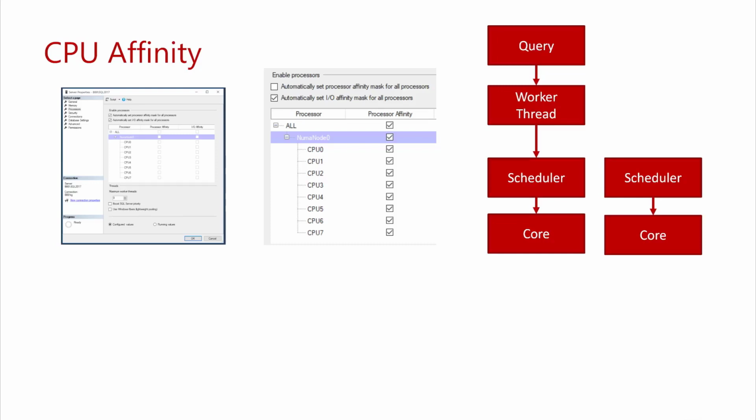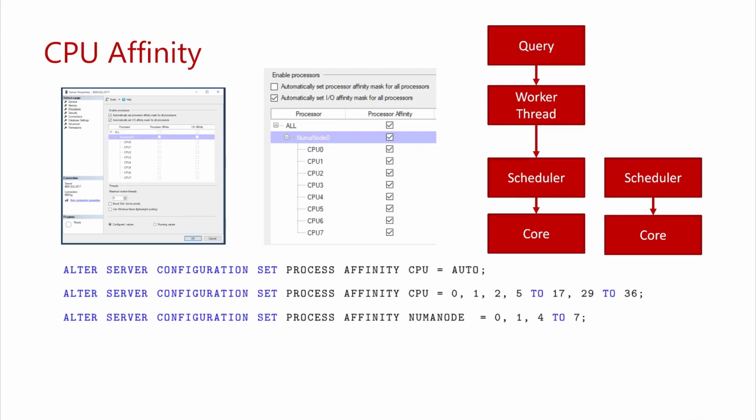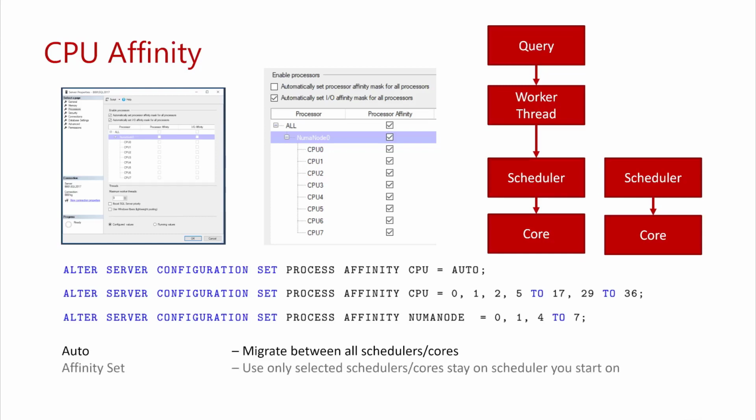But if you have thousands of very small queries where moving them around is a bad idea, it makes total sense. To turn this on, you can either use the GUI as shown before, or you can use these T-SQL commands. Auto is basically turning it off. It doesn't do any affinitizing, so it allows you to migrate between all cores, and this is the GUI state if nothing is checked. If you set the affinity by assigning certain schedulers, then you have the sticky operation.